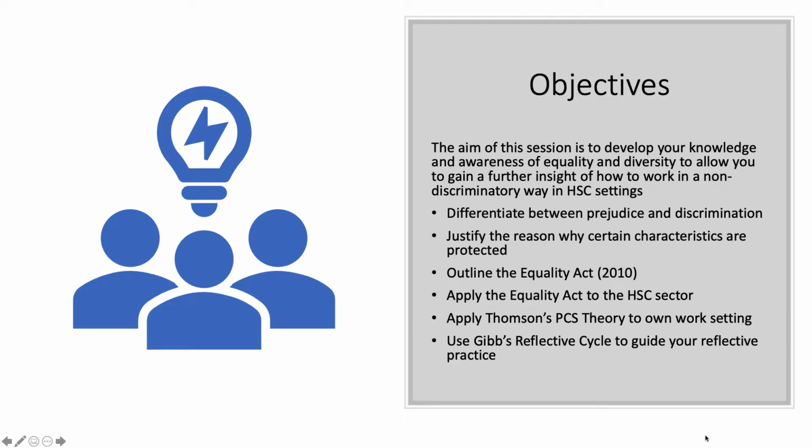So once we've done that, we'll apply the Equality Act to the health and social care sector. So how does it actually relate to your role as a health and social care worker, and how does it impact on the job that you do? And then we're going to start looking at some theory. So we're going to apply Thomson's PCS theory to your own work settings, and then you're going to be set a task to use Gibbs' reflective cycle to guide your reflective practice. So you're going to write a reflective account of how you have worked in a non-discriminatory way. So all that I'll be explaining at the end of the session.